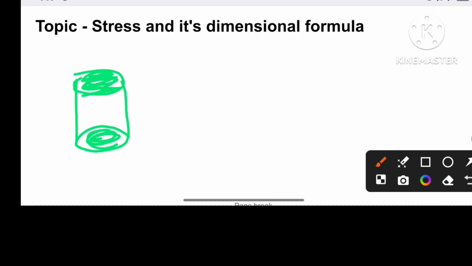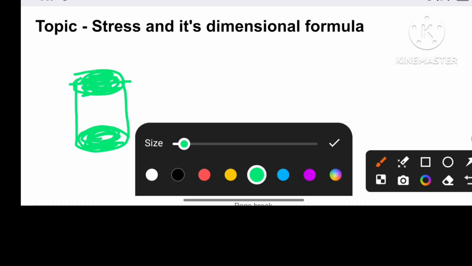Before going to the book definition of stress, we can understand it simply by taking an example of any object that we are surrounded with, or we can take an example of a human body as well. Suppose I take an example of a cylinder. I'm making a cylinder here so that all of you understand. This is the bottommost area, this is the topmost area of the cylinder, and it has the area of cross section A in this direction.